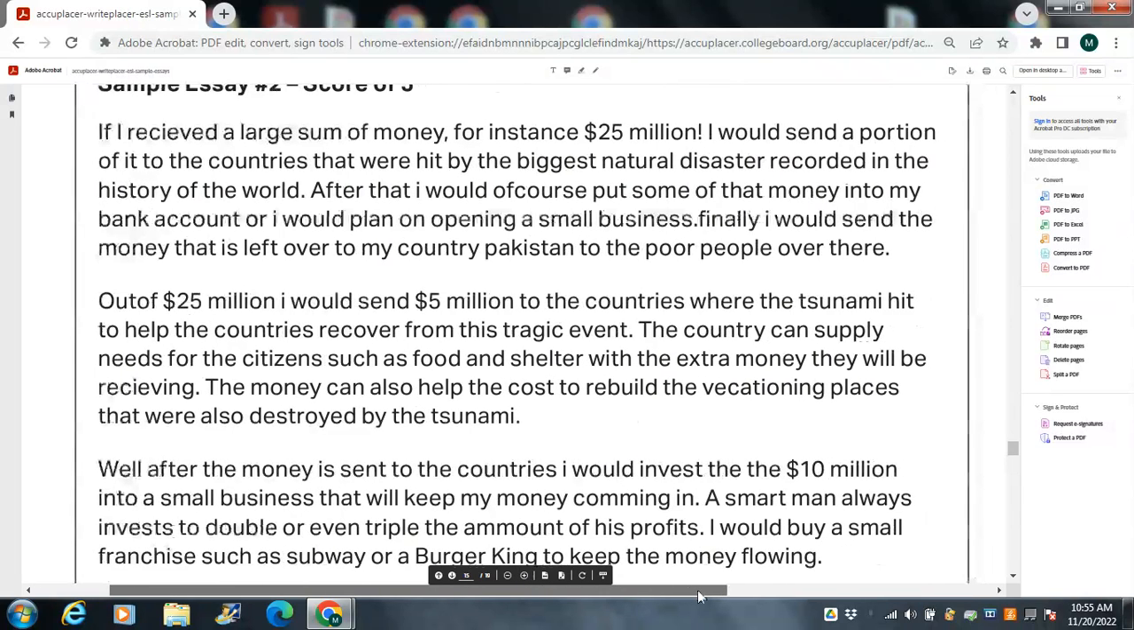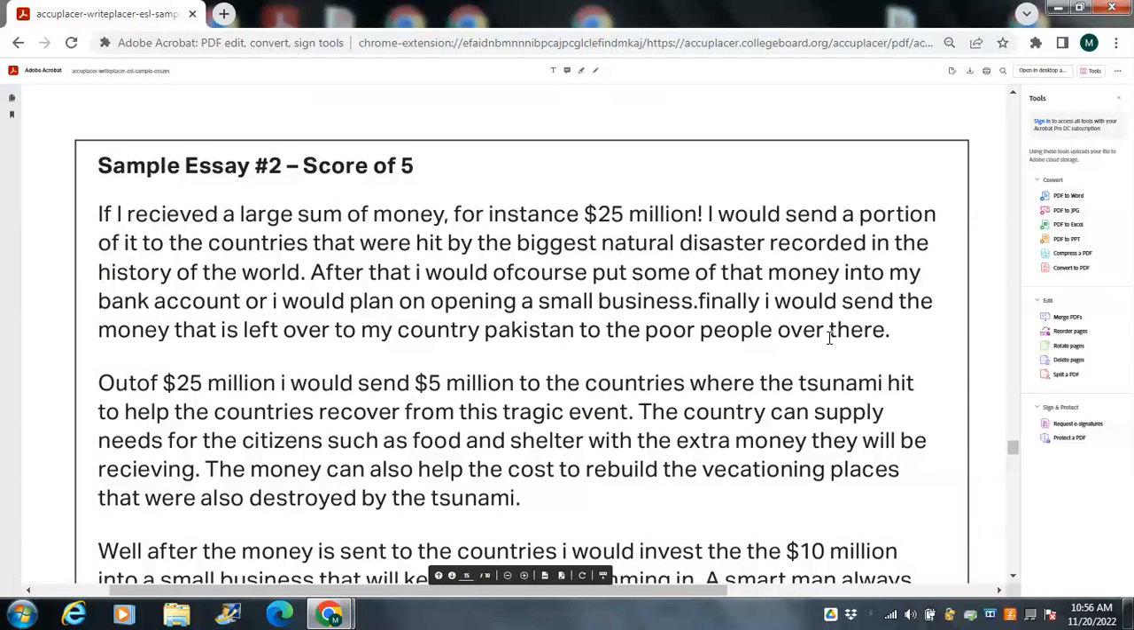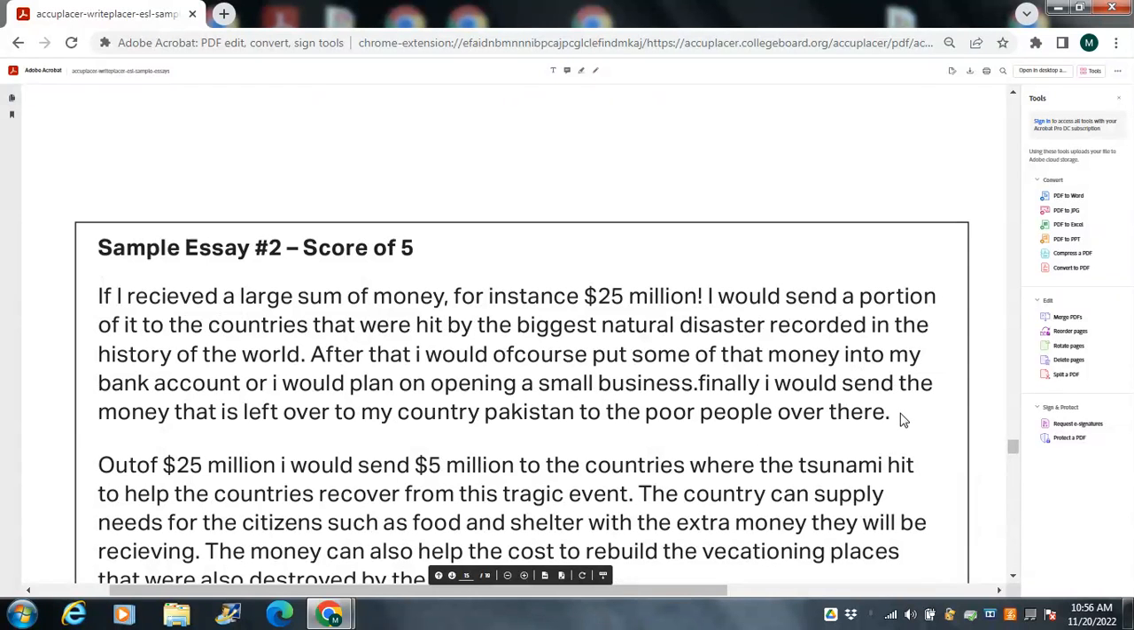For those of you who are joining us perhaps for the first time, the topic of this essay had to do with what to do if you were awarded or given or inherited a large sum of money. The four things that the scorers are looking for are word use, sentence use, grammar, and the organization and development of the essay. So I'm going to go ahead and zoom in. Again, we'll start with paragraph 1, and then we'll take it sentence by sentence.